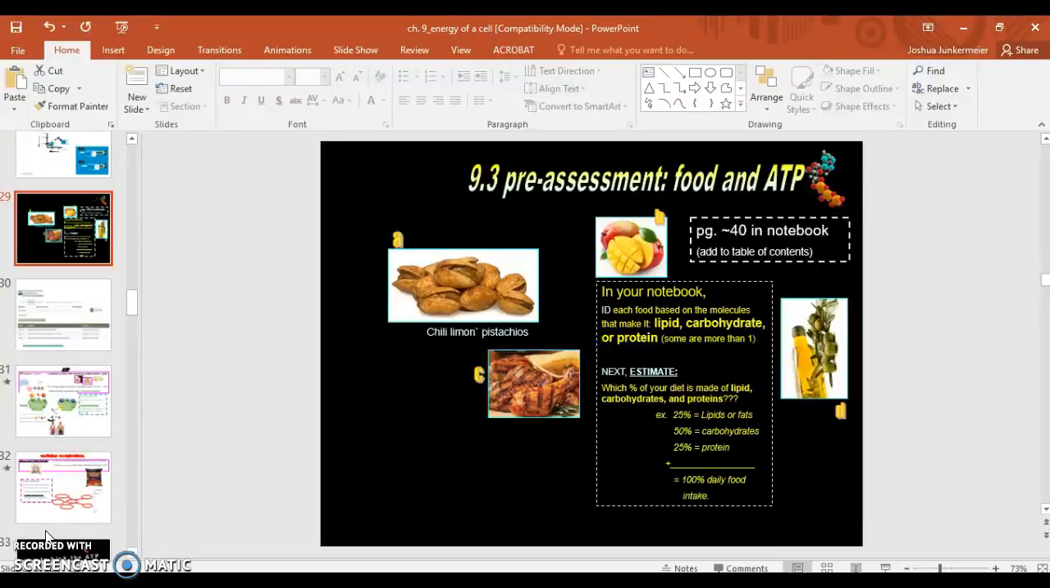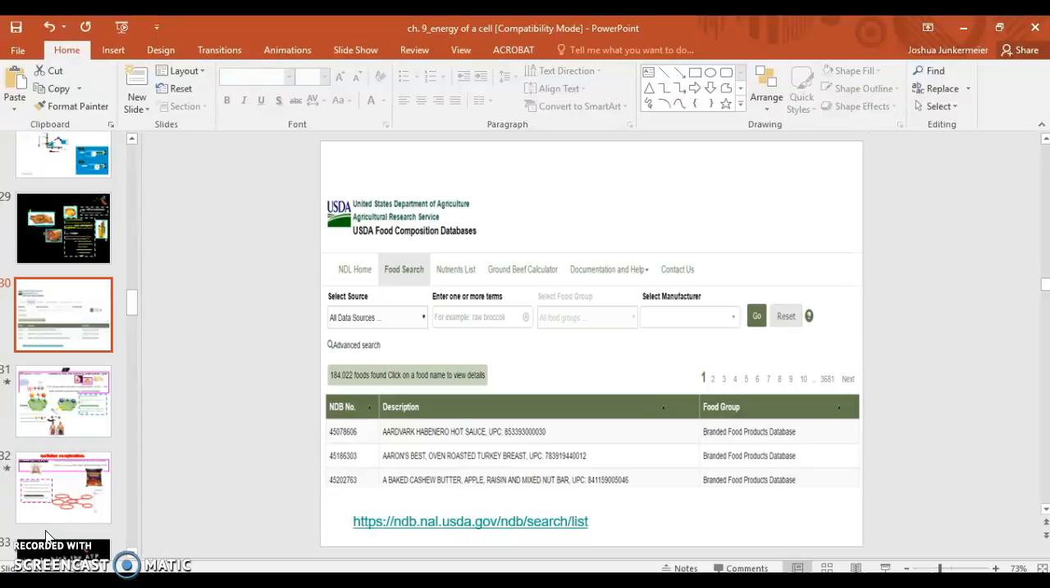Finally, you're to estimate with percents what you think your daily food intake is of lipids, carbs, and proteins. And the slide has an example here. It says the example might be that 25% of what you eat are lipids or fats, 50% might be carbs, and 25 might be protein. Now, that's just an example, but whatever numbers and percents you come up with, it needs to equal 100% daily food intake. All right, moving on. We can skip this slide.